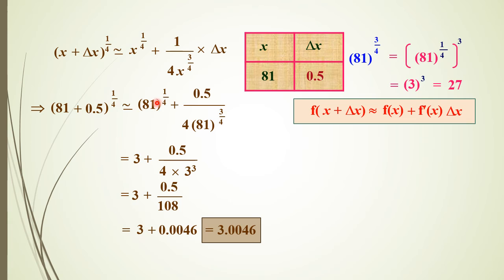3.0046. 81 raised to 1 by 4 can be written as 3 to the power 4 whole raised to 1 by 4. 4 and 4 are cancelled, 3 will be remaining. 0.5, delta x in the sense, 4 is written as it is. 81 raised to 3 by 4, 3 to the power 4 whole raised to 3 by 4, 4 and 4 are cancelled. 3 to the power 3, it will be how much? It is 27. 27 into 4 is 108. So 0.5 divided by 108, it will be 0.0046. 3 plus 0.0046, it will be how much? 3.0046. This is the approximate value of the given question. Okay, this is the solution of this problem.